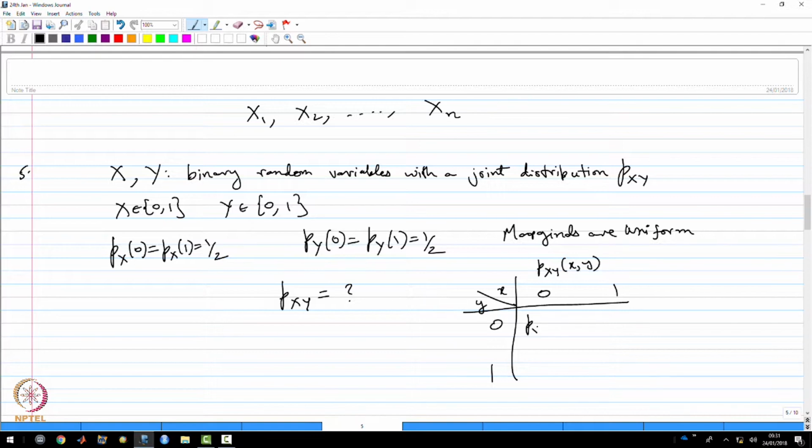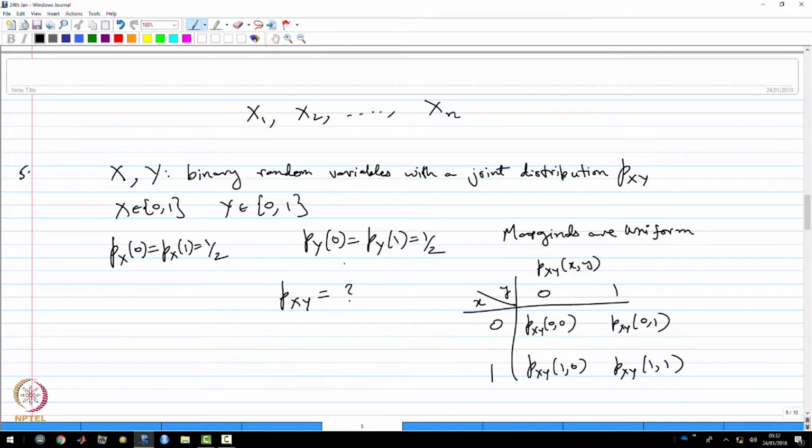Right? So for instance, this would be pxy of 0, 0. This is pxy of 0, 1. No, I should be careful here. I'll put x here and y here. Okay, so pxy of 1 comma 0 and pxy of 1 comma 1. So a table like this captures the joint PMF.